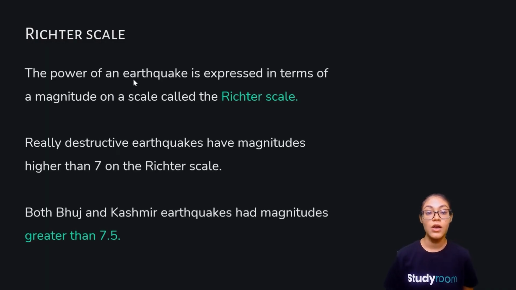Now, Richter scale. The power of an earthquake is expressed in terms of a magnitude on a scale called Richter scale. Really destructive earthquakes have magnitudes higher than 7 on the Richter scale. Both Bhuj and Kashmir earthquakes had magnitudes greater than 7.5. Then imagine how bad and how disastrous the earthquakes must be.